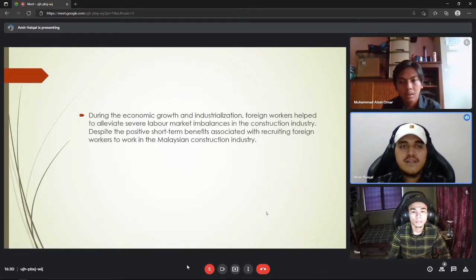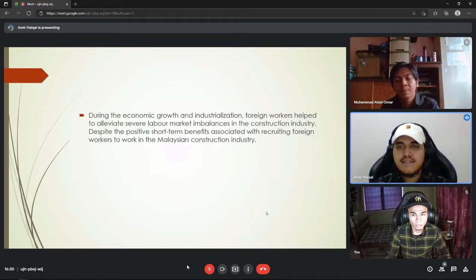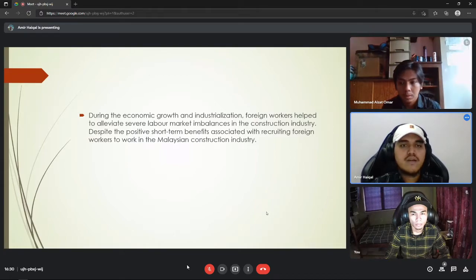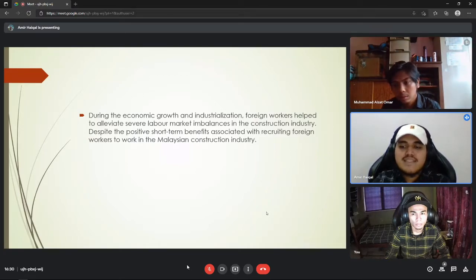Okay, the next one is during economic growth and industrialization, foreign workers help to alleviate several labor market imbalances in the construction industry, despite the positive short-term benefits associated with recruiting foreign workers to work in the Malaysian construction industry.